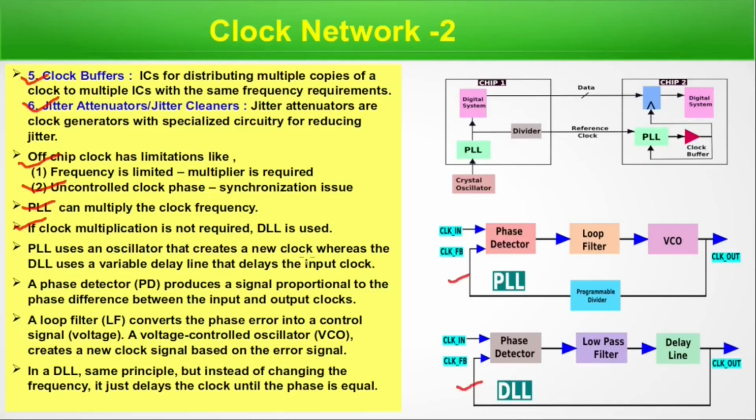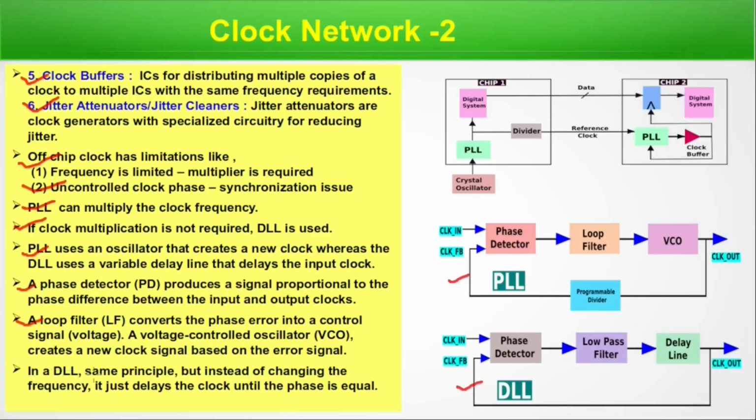PLL uses an oscillator that creates a new clock, whereas the DLL uses a variable delay line that delays the input clock. A phase detector produces a signal proportional to the phase difference between the input and output clock. This is a phase detector, loop filter and VCO, and there is a feedback path. Programmable divider. In DLL, there is a low pass filter and a delay line. A loop filter converts the phase error into a control signal. A voltage controlled oscillator creates a new clock signal based on the error signal.